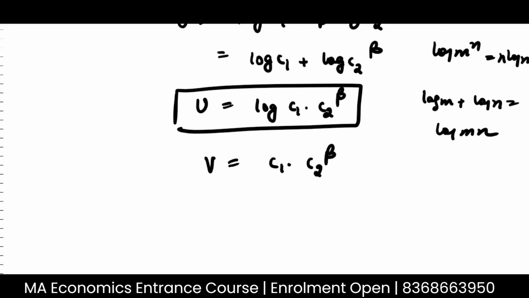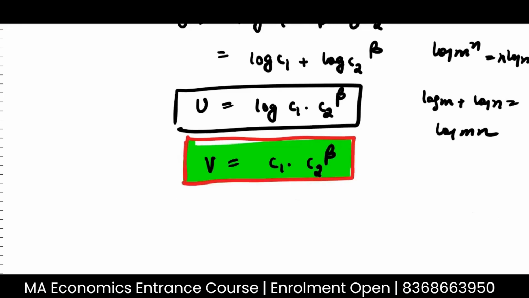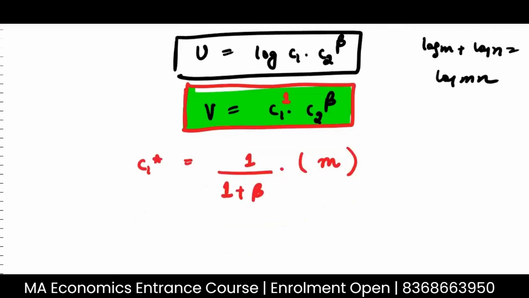And we know how to solve a Cobb-Douglas function. If I have a Cobb-Douglas function, C1 star will be alpha, alpha is 1, upon alpha plus beta into m by P1. Prices I have always taken as 1, so into my income, this will be C1 star. And C2 star will be nothing but beta upon 1 plus beta into my income.